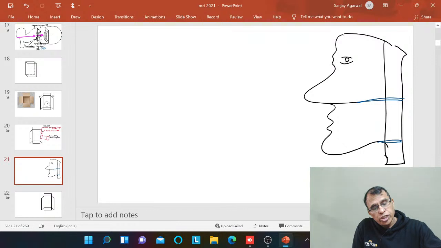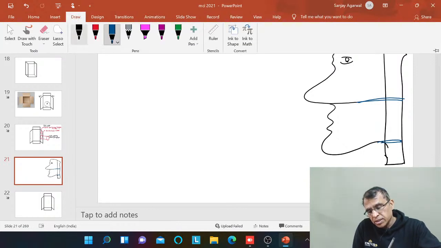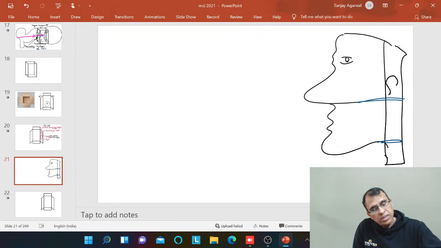Right. And the Eustachian tube opens here, like this. This is your Eustachian tube. This is how it looks on the nasopharynx. This is how it opens.